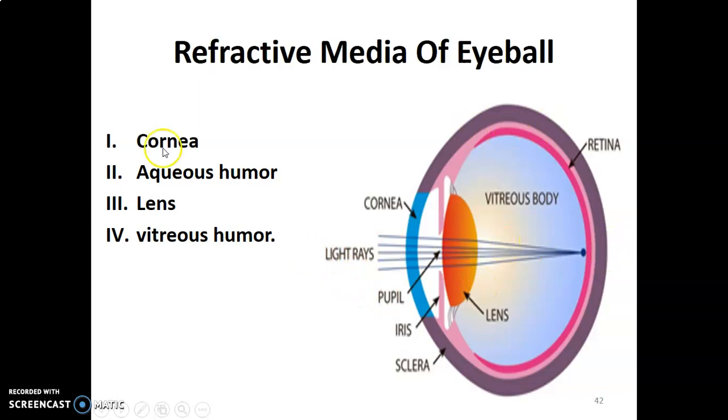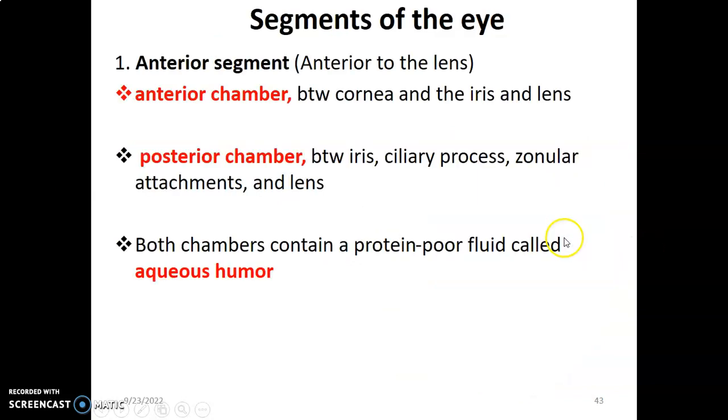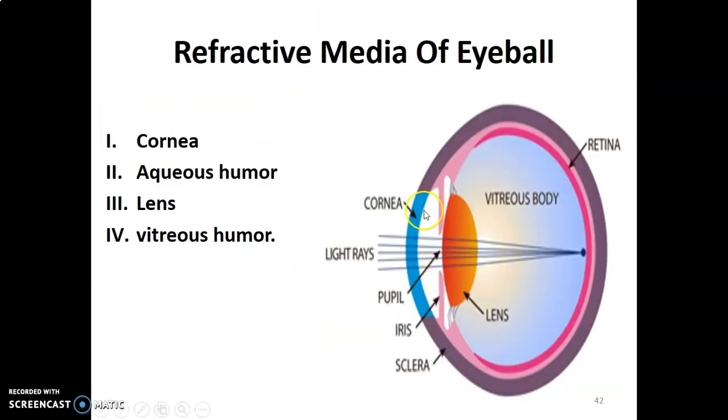So we are saying the anterior chamber is between the cornea, iris, and lens. Then the posterior chamber is between the iris, ciliary body, zonular attachment, and the lens. Both chambers contain protein-poor fluid. Aqueous humor is produced by the ciliary processes as capillary filtrate, and then released into the posterior chamber. It's clear and watery with little protein, and it provides nutrients for the cornea and the lens, which are usually avascular.